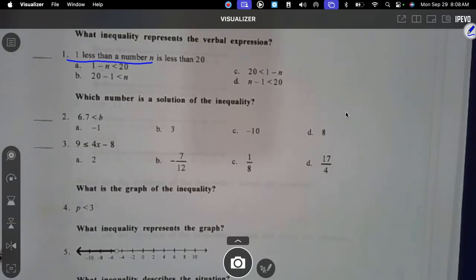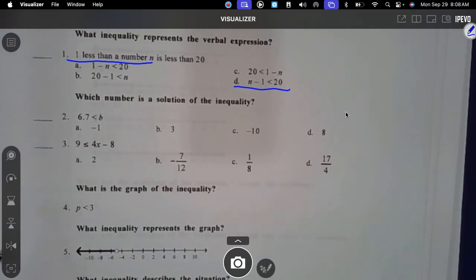Okay? What if your number was 20? What's 1 less than that? 19. So what'd you do? You did 20 minus 1. Does everybody understand that? We're taking away 1 from n, and then it's less than 20. So our answer is D. So wording, it's kind of confusing. You got to think about it.